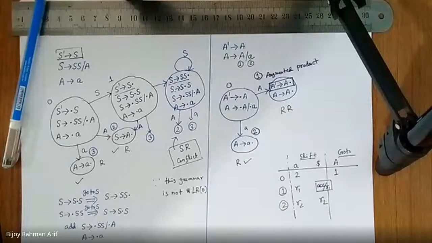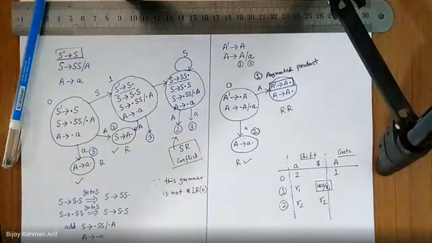Okay, guys. So did you understand why there is RR conflict here? Is it clear to you guys? This example seems a little bit confusing. Am I right? Yes, sir. Why don't we give a better example?